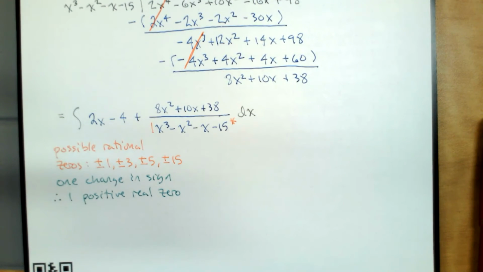There's only one change in sign in the polynomial. So Descartes' rule of signs says that there is one positive real zero. The number of positive real zeros of a polynomial is the number of changes in sign, or is less than that by an even number. So if I had 3 changes in sign, I could have 3 or 1 positive real zero.